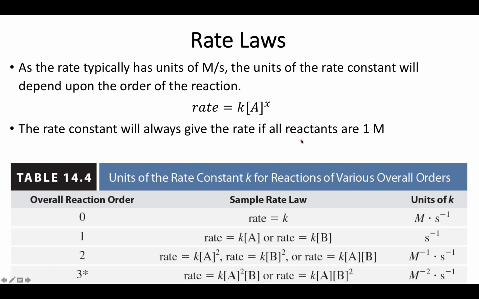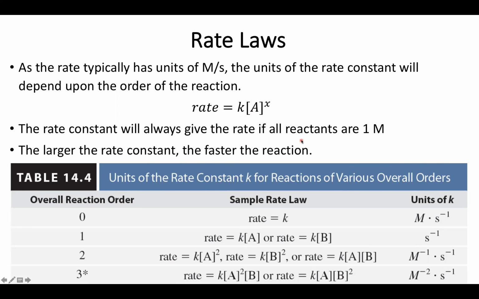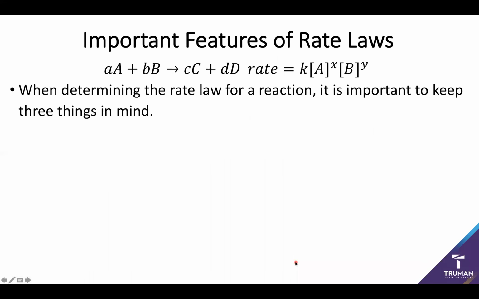Related to that is a very important feature. In general, the larger the rate constant, the faster the reaction. However, this is only really fair if you're comparing species of the same order. Because of that unit peskiness, it's hard to compare rate constants of different orders and have a good feel for what they look like. So when we're trying to determine our rate law for a given reaction, I'm going to keep 3 big things in mind.